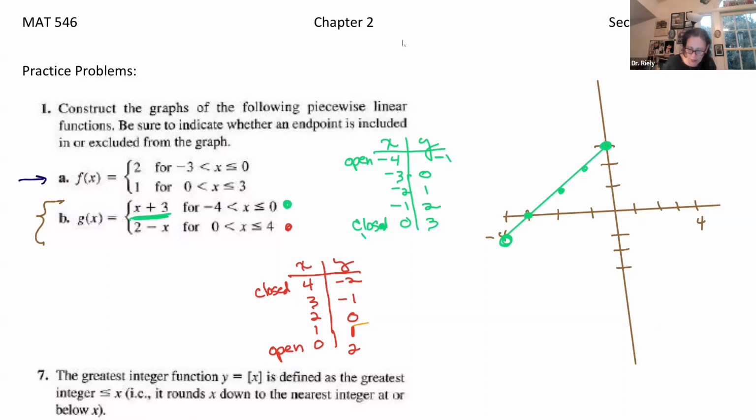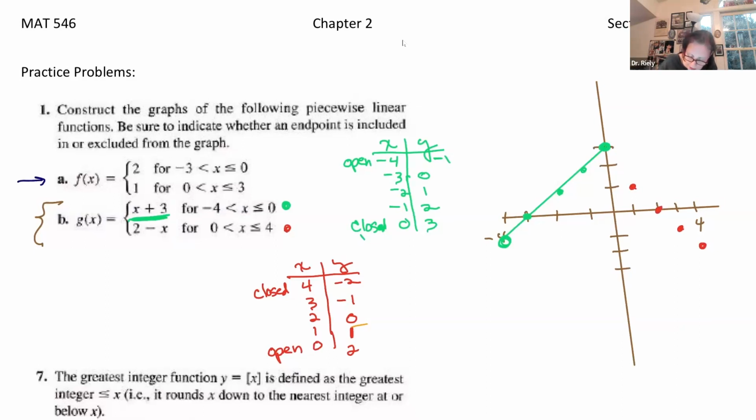I'm now going to change over to red. And my first point says x is 4. So there's my 4 over there. And y is -2, and it's closed. Then I have 3, -1. And then I have 2, 0. So that's here. I have 1, 1, which is here. And then I have 0, 2, which is here. And it's open. So this is what my function looks like.